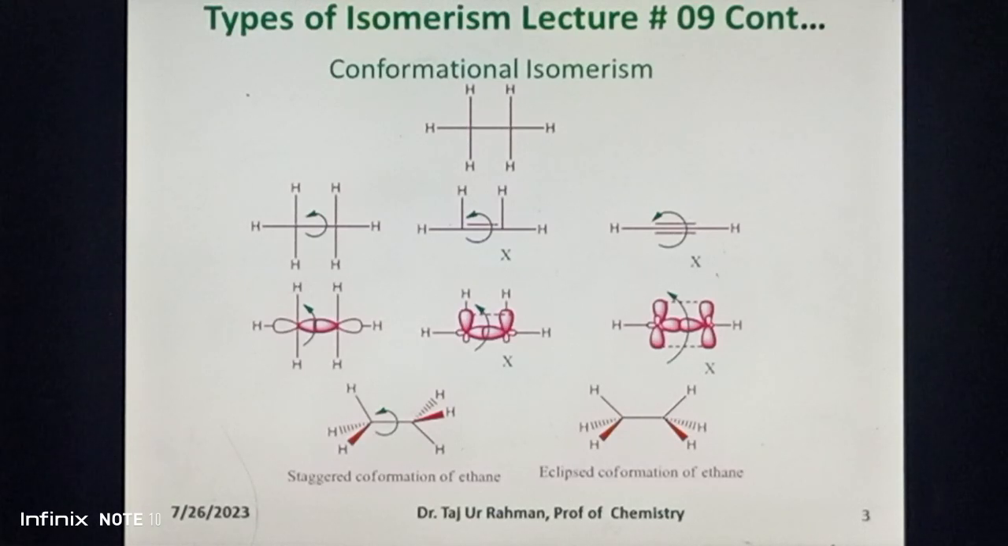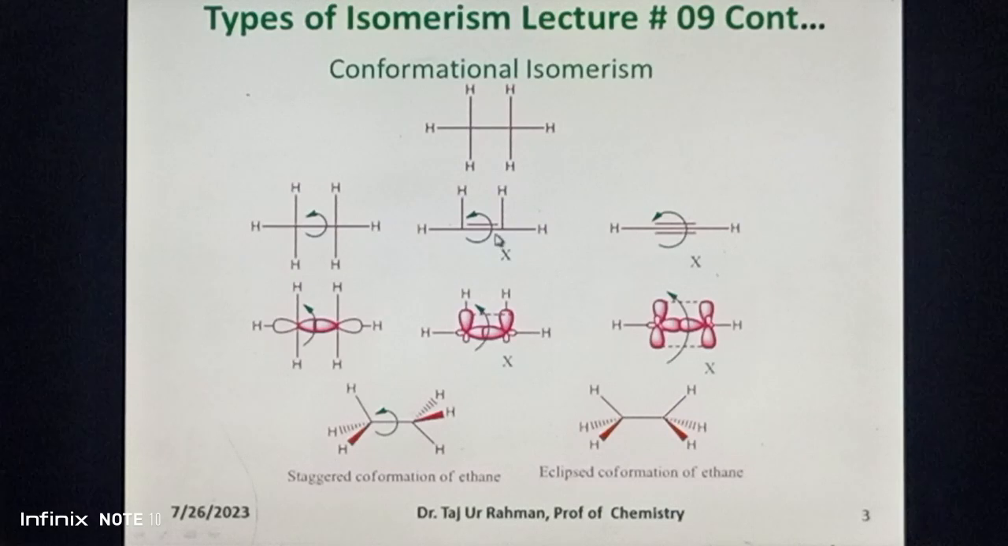However, there are some conformers that can be isolated, with a distinct energy barrier of more than 80 to 100 kilojoules per mole. These isolable isomers are called atropisomers. An example of these atropisomers is the series of biphenyl compounds.